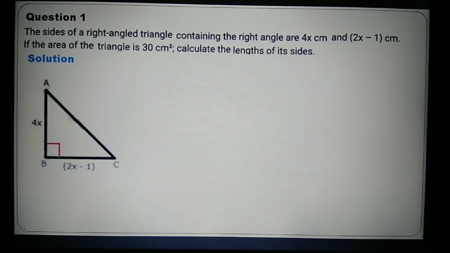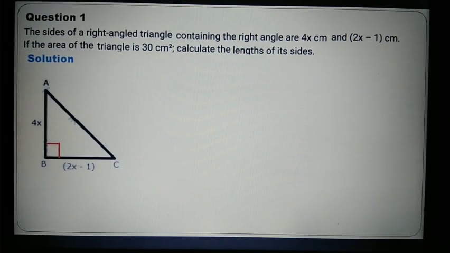Okay, so this is a right angled triangle, and according to the question, the sides of a right angled triangle containing right angle. So containing right angle means the sides which are making 90-degree angle. So the sides which are making 90-degree angle are 4x centimeter and 2x minus 1 centimeter. So the same has been shown in the diagram also. Okay, so 4x centimeter and 2x minus 1. So these two are making 90-degree angle. Now let us see the rest part.